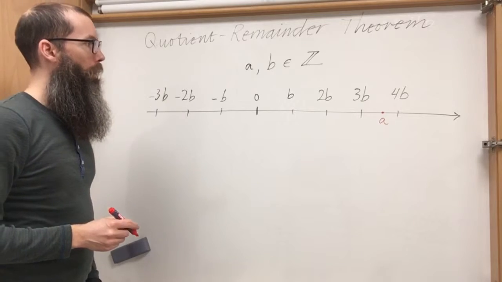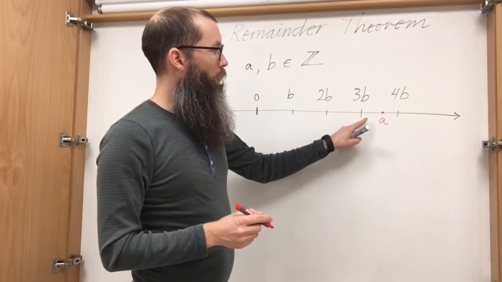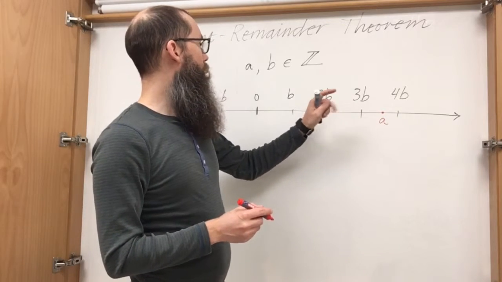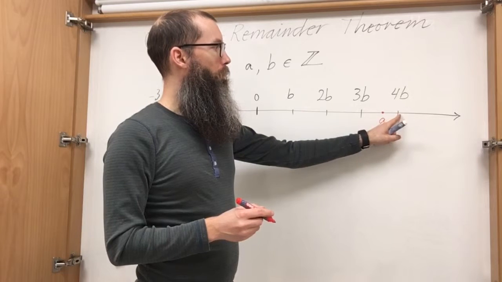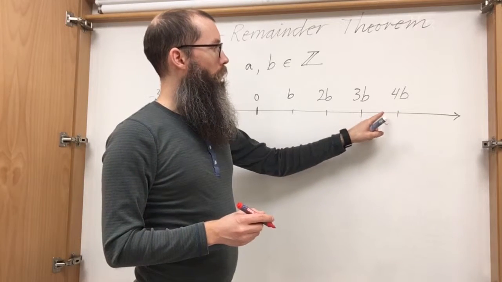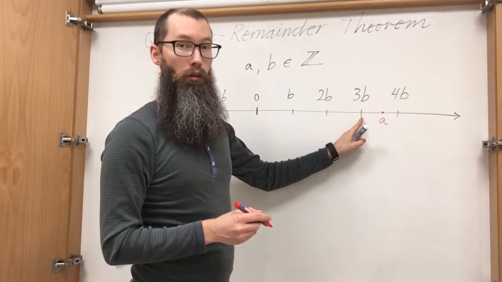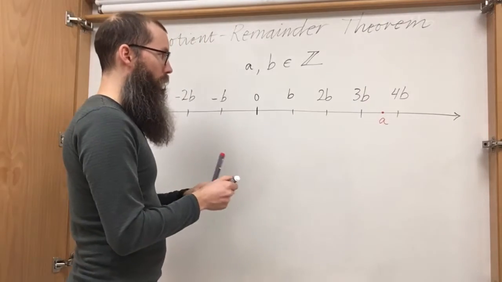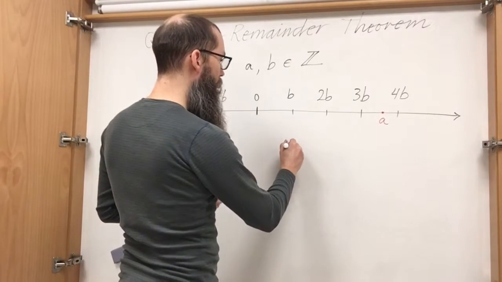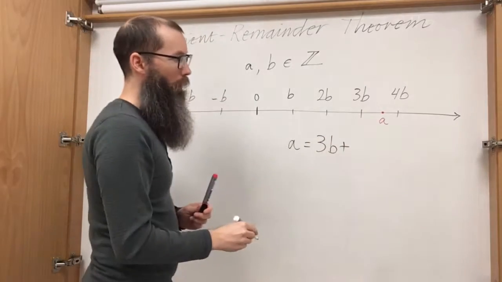Well, then a has two closest integer multiples of b, in this case 3b and 4b. So I can take the integer multiple of b that is closest but less than a. In this case 3b. So a is 3b plus something.